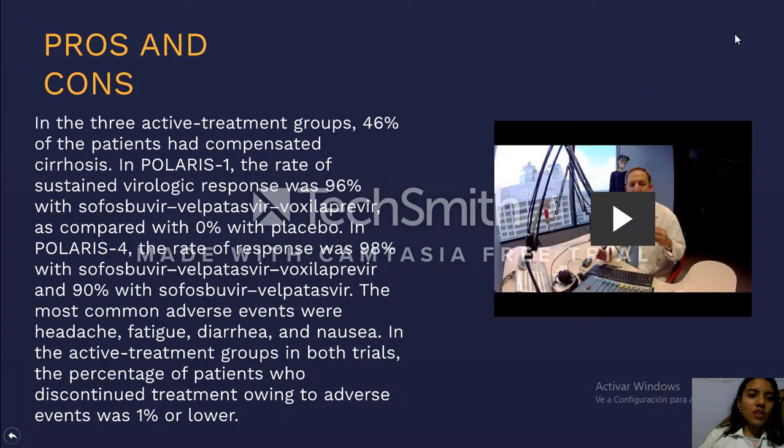Pros and cons. In the 3 active treatment groups, 46% of the patients had compensated cirrhosis in Polaris 1. The rate of the sustained virologic response was 96% with Sofosbuvir, Velpatasvir, Voxilaprevir as compared with 0% with placebo. In Polaris 4, the rate of the response was 98% with Sofosbuvir, Velpatasvir, Voxilaprevir, and 90% with Sofosbuvir, Velpatasvir.